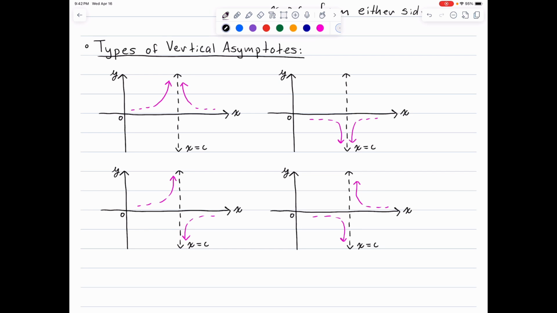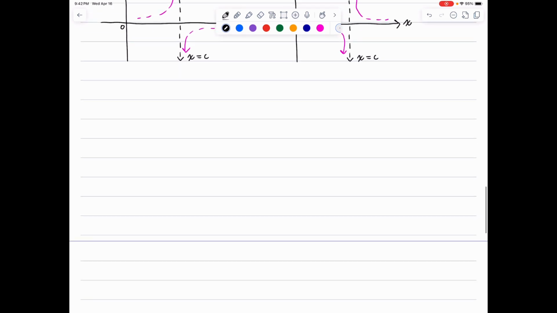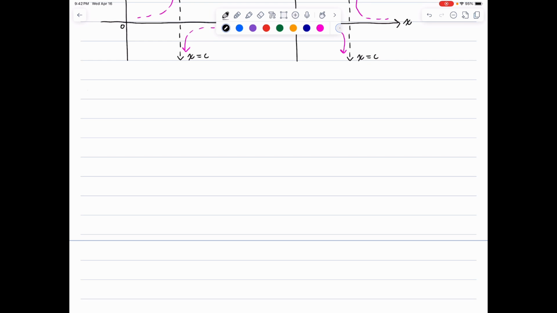So now we're going to talk about vertical asymptotes of rational functions more specifically.